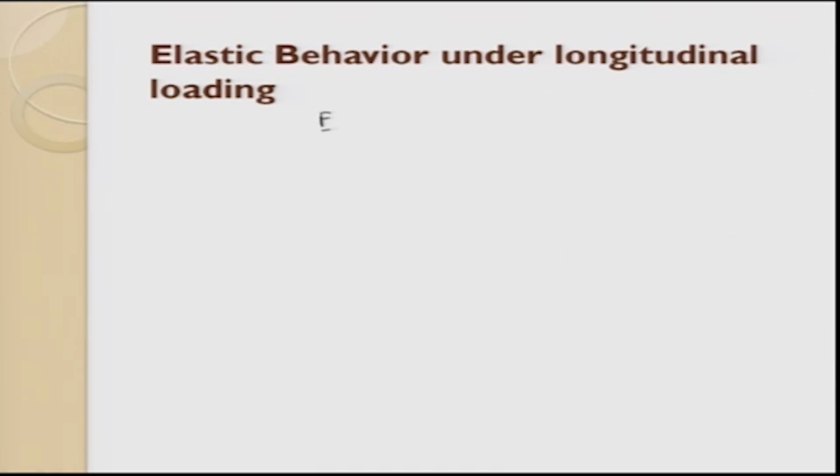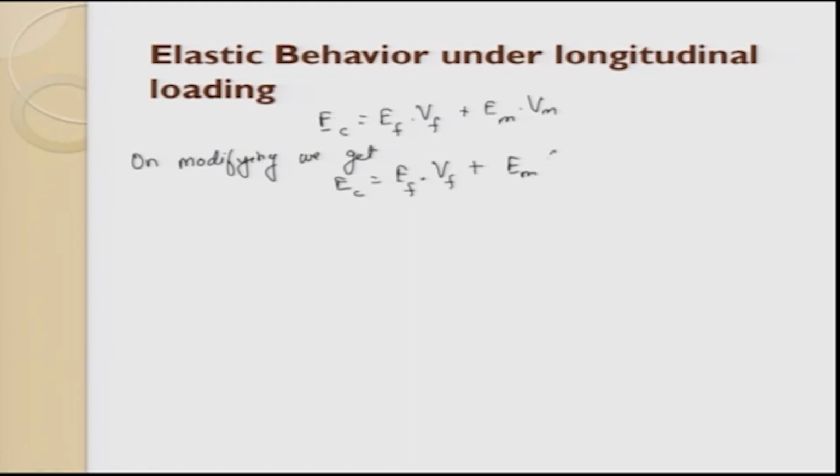So which can be represented as EC is equal to E of F into V of F plus E of M into V of M. So by modifying this equation, we get EC equal to E of F into V of F plus E of M into 1 minus V of F, for the composite consisting of only fiber and matrix.